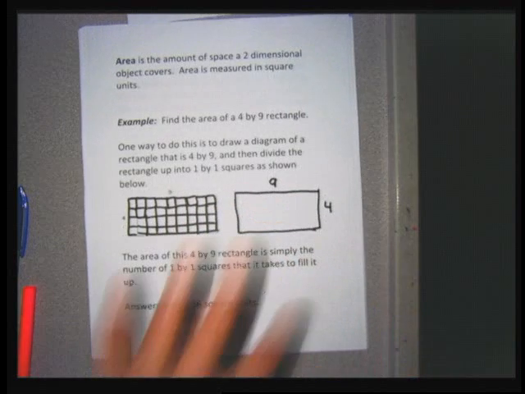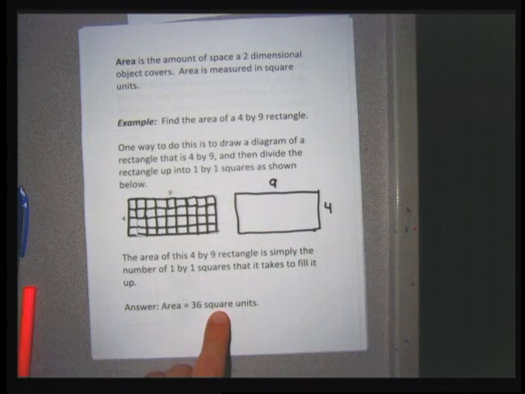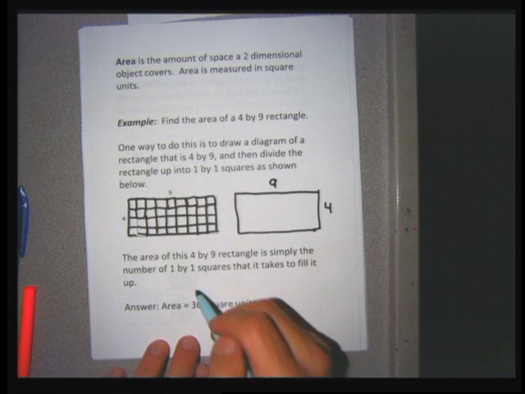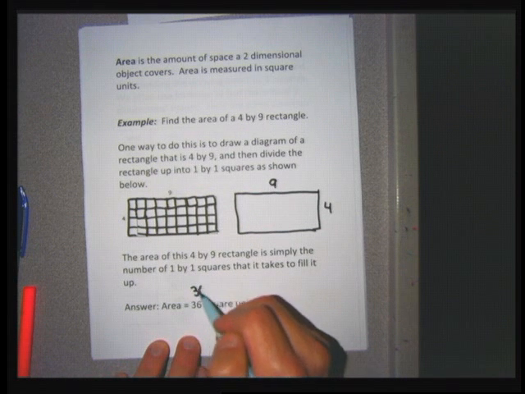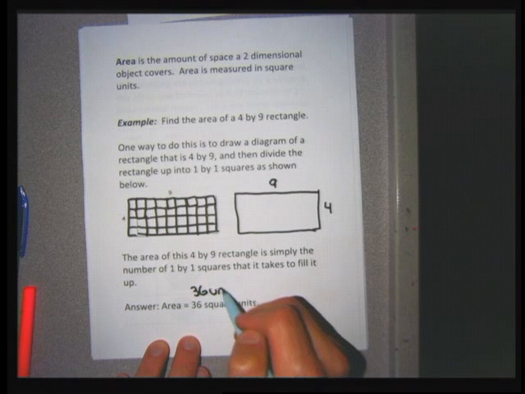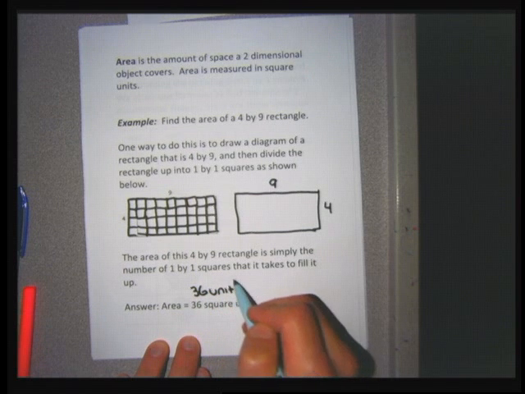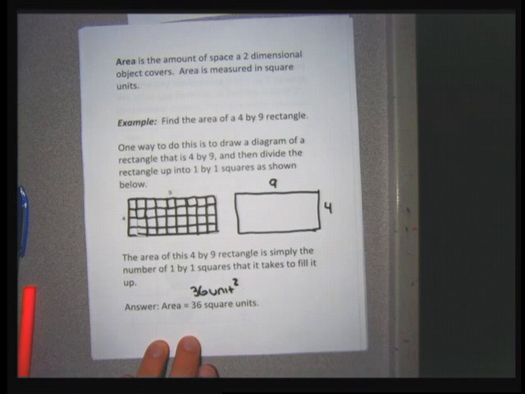I don't have units on the numbers, but when I do area, I have to have square units in my answer. Another way to write square units, if you don't want to write the words square units, is to take whatever the unit is, like feet or inches, and put a squared symbol next to it, and that would be square units as well.